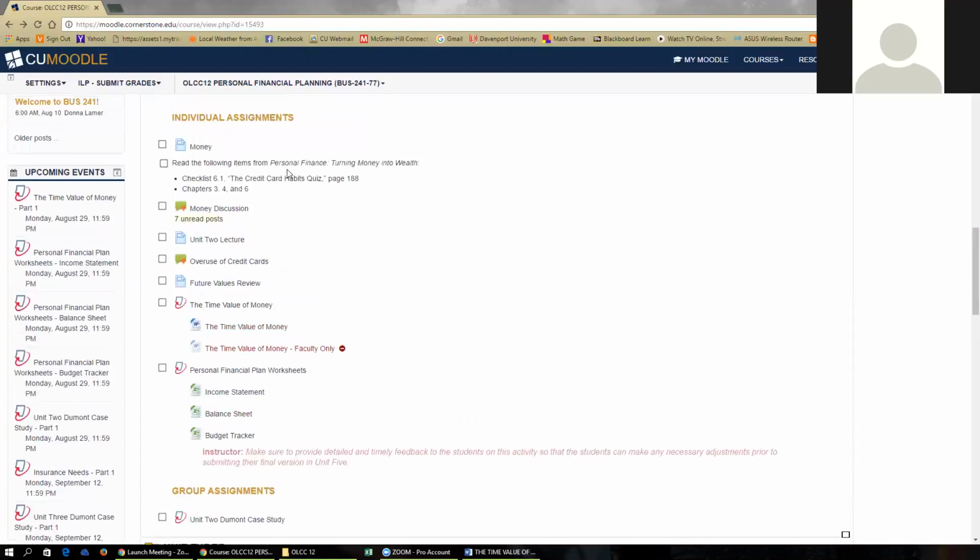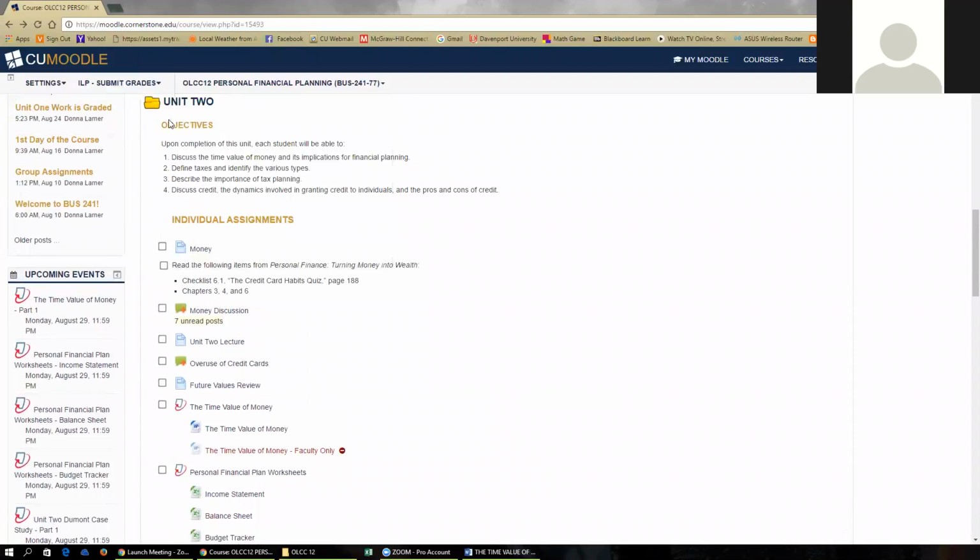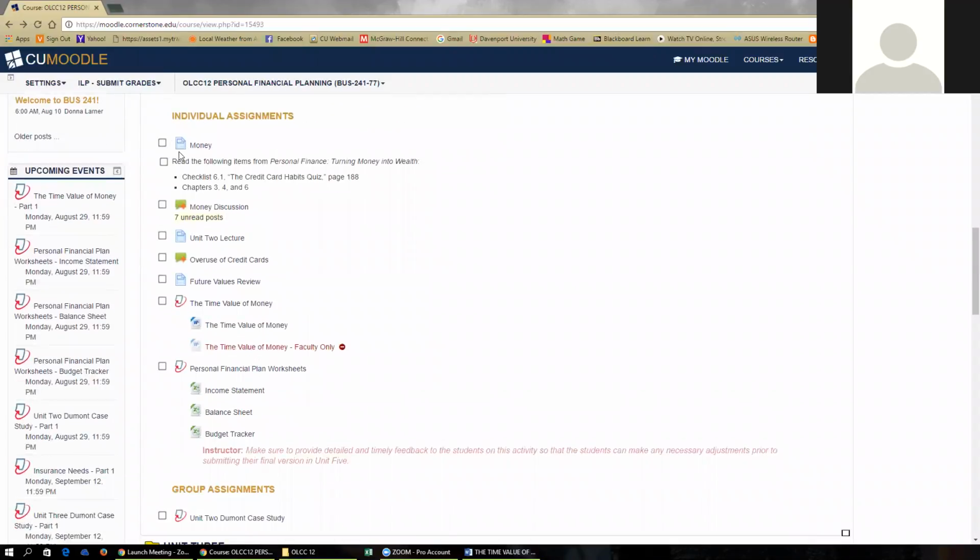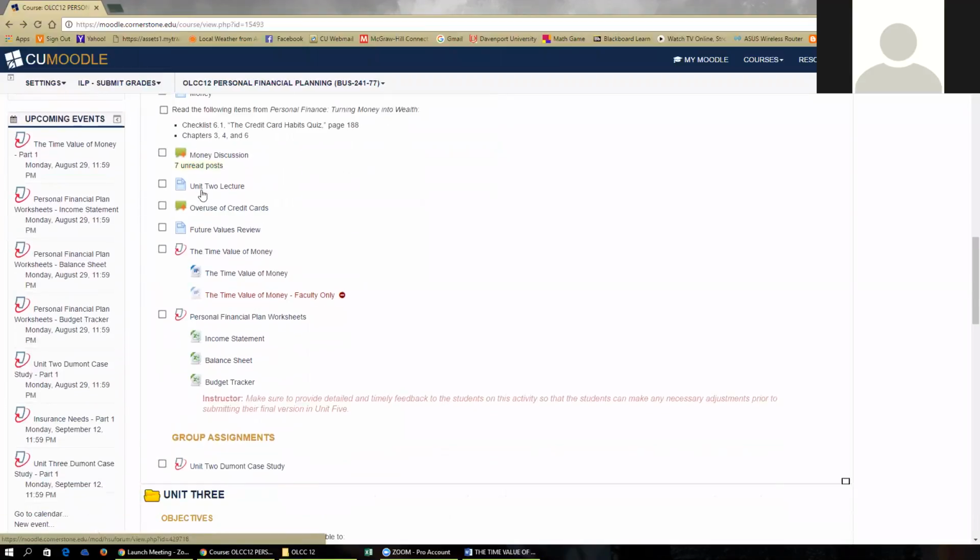So in your Moodle, you have Unit 2. You have a devotional on money and a discussion board to discuss that devotional, a lecture on Unit 2, a discussion board about credit cards, a discussion or a mini lecture on the time value of money. That'll be a great help. I'm not discounting it. I just thought it might be helpful to talk it through and hear someone talk about it. And then you've got some worksheets that you're going to be downloading and keeping track of for yourself. These will be helpful worksheets.